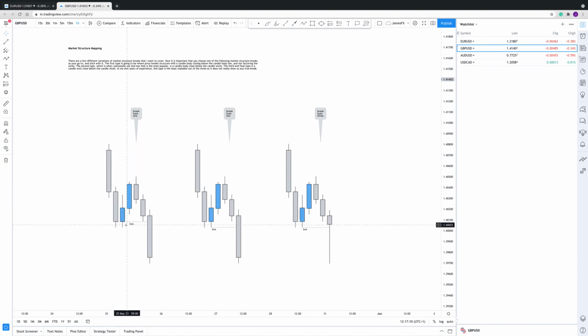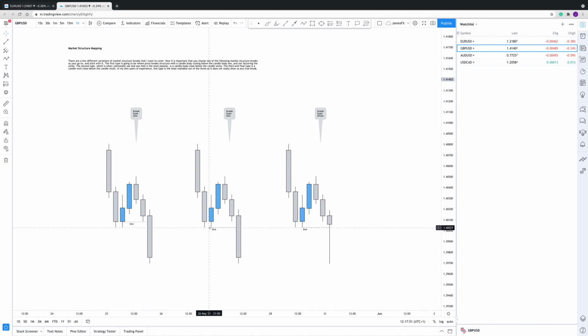Okay, this type is going to be where we classify our break of structure with a candle body closing below the bodies of the candles, so the low we're looking at. Now we're not taking into consideration the wicks, we're just looking at the bodies of the candles and a candle body closing below them bodies. Okay, so break type 2 is going to be where it's the same as type 1, but we're looking for a break below the wicks. So a candle body closing below the wicks.